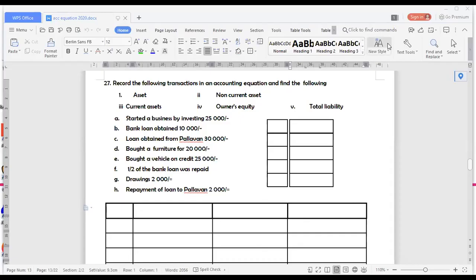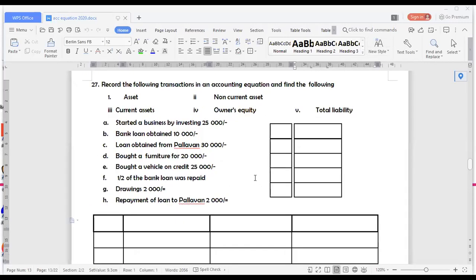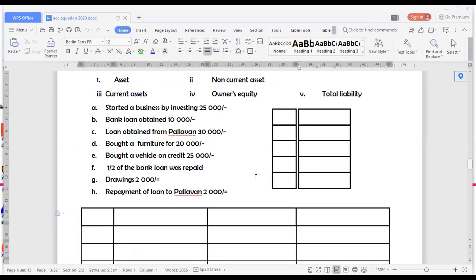26th question. Yesterday we stopped at 626. Today we are starting with 27th question. Record the following transactions in an accounting equation and find the following. Find the following: asset, non-current asset, later we will come to that point, right? So the equation, if you come, assets equals equity plus liability.